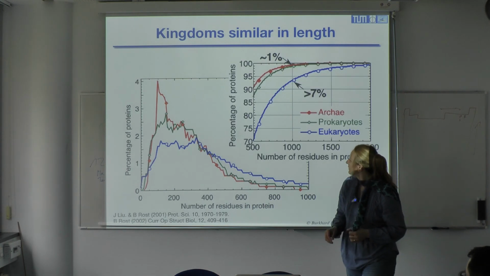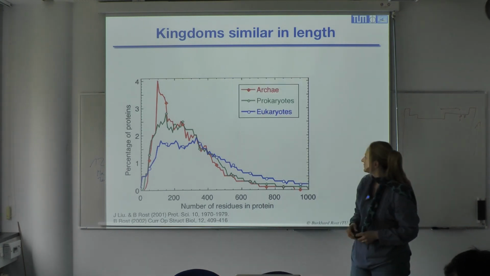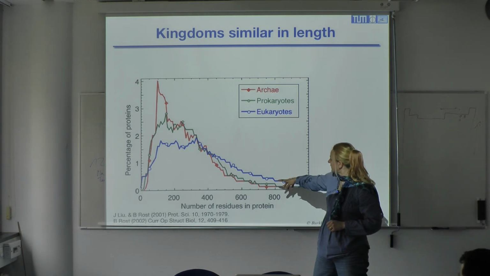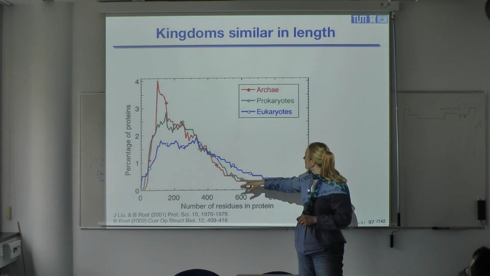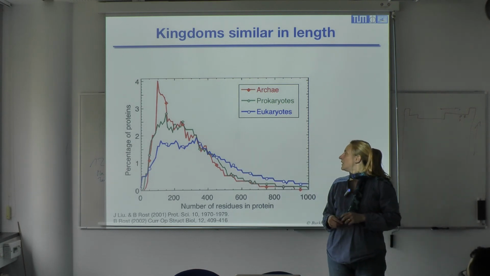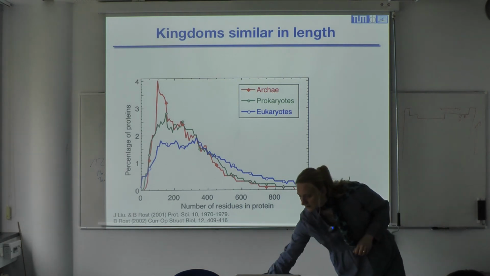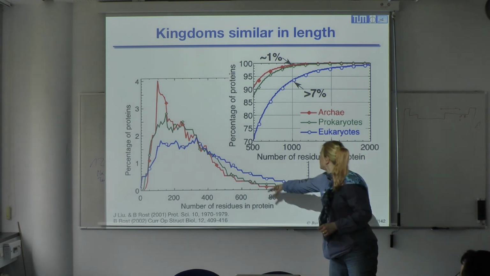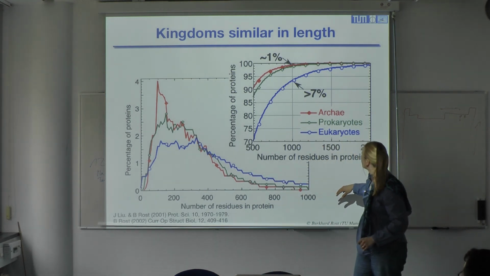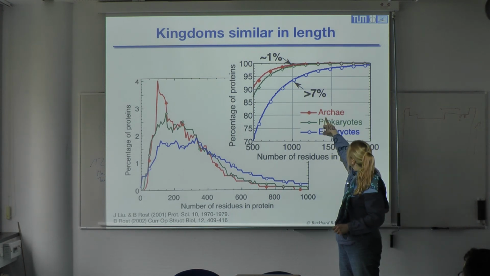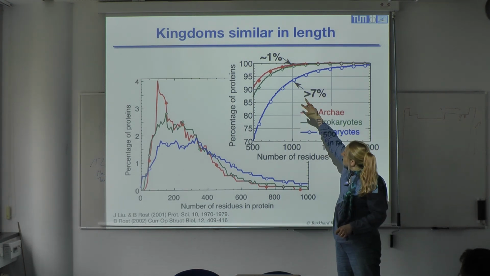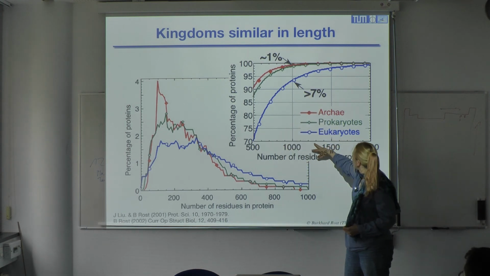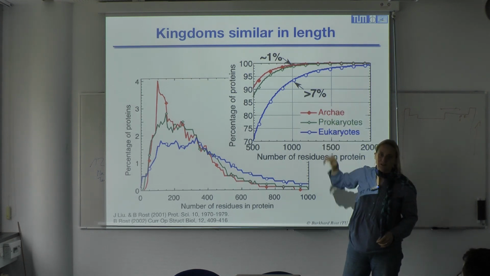So there was a distribution of what is the number of residues in proteins, and the different things for archaea, prokaryote, and eukaryotes. And especially in the part where you have longer sequences, you see that archaea and prokaryotes reach, so you've covered more or less all proteins by the time you reach 1,000, whereas in eukaryotes you get longer proteins.